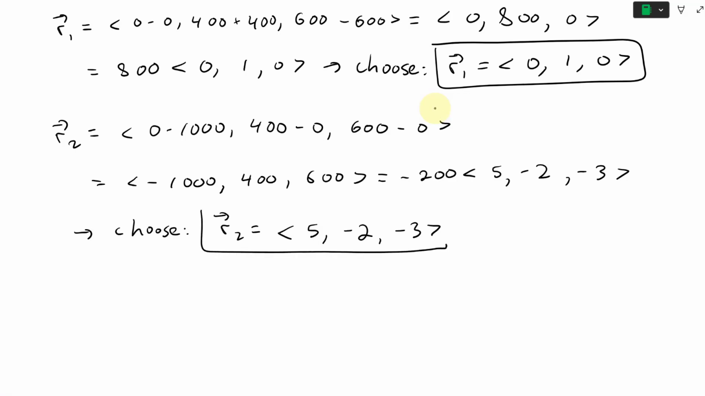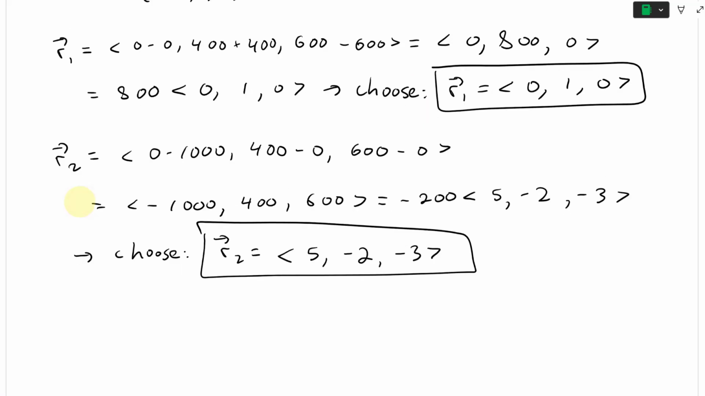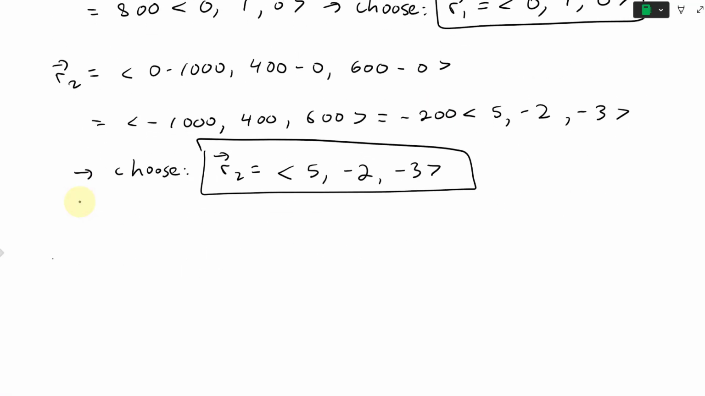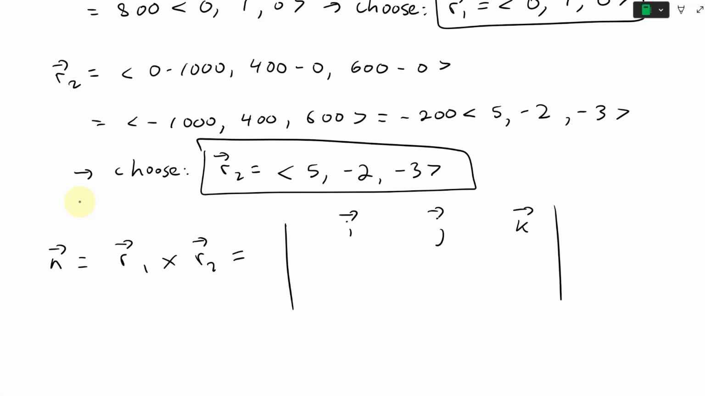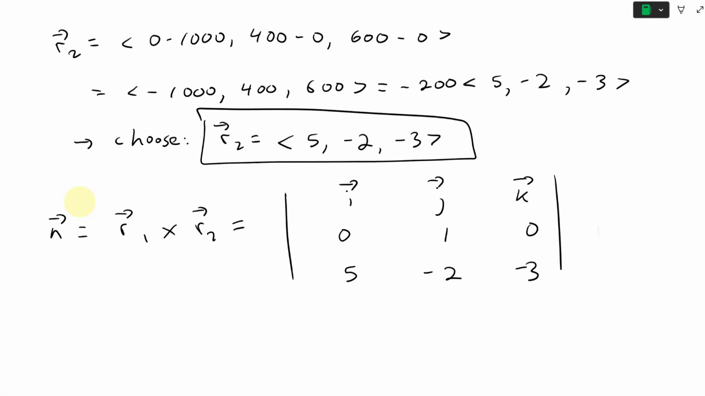All right. Absolutely perfect. All right, and now take the normal vector. So the normal vector equals the cross product, R1 cross R2, equals i, j, k, like this. And then again, the format. Then plug that in: 0, 1, 0, and then 5, negative 2, negative 3, like that.